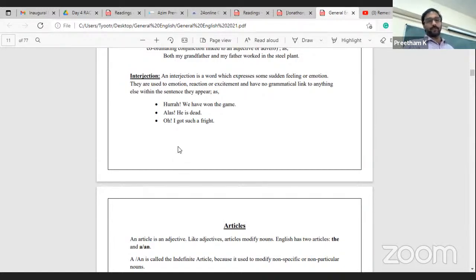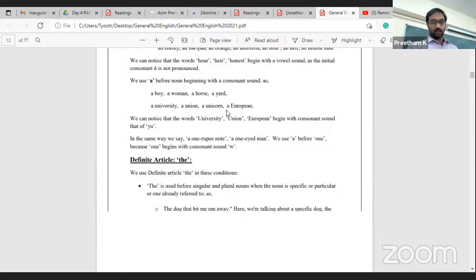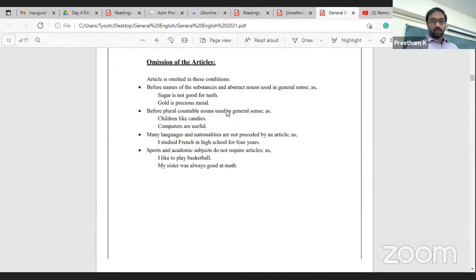Then interjection. An interjection is a word which expresses some sudden feelings or emotions. They are used to express emotion, reaction, or excitement and have no grammatical link to anything else within the sentence they appear in. So any part of speech which does not have any grammatical link with another part of the sentence is an interjection. Hooray, we won the match. Alas, he is dead. Oh, I got such a fright. So this is what it is.